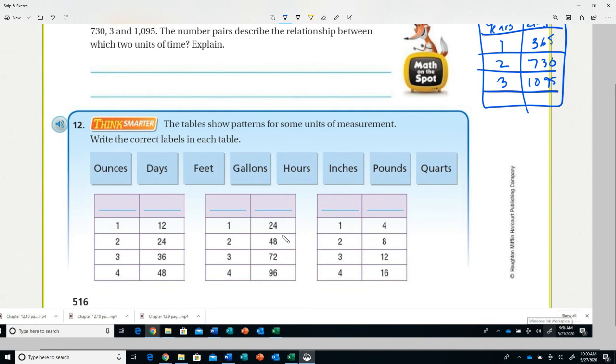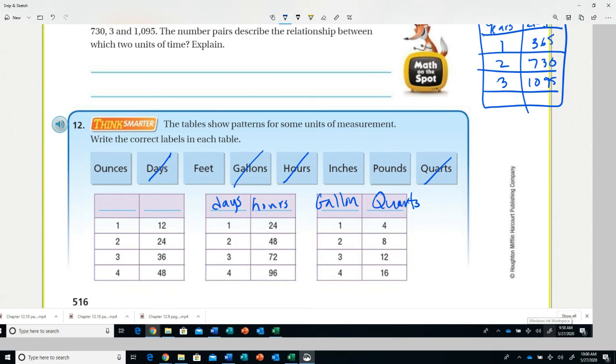1 and 24 for sure is going to be hours and days. So let's go ahead and take off a couple. So we know 24 hours makes 1 day. 1 to 4 here could be quarts to gallons or cups to quarts. But I have quarts to gallons, so 1 gallon is 4 quarts.